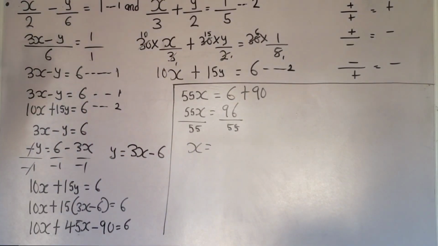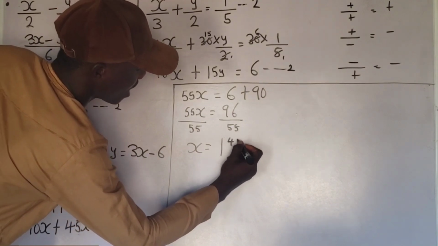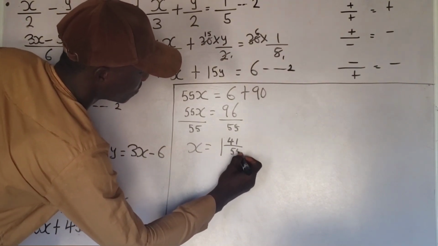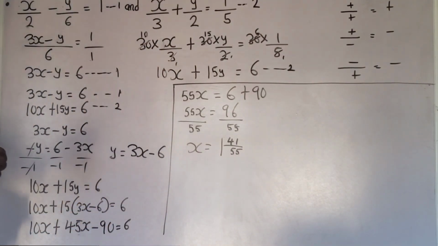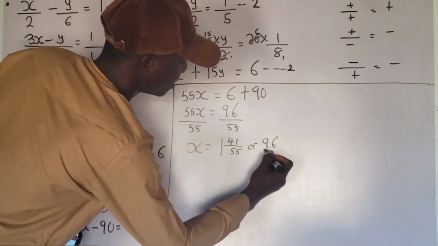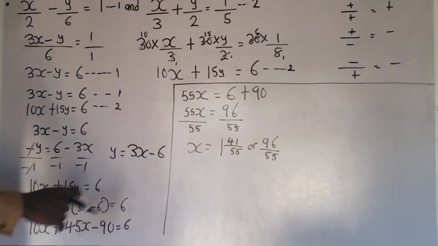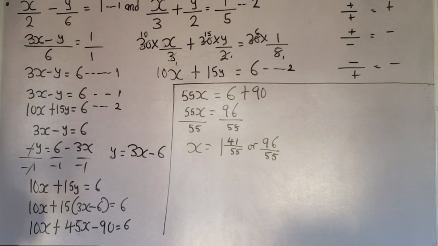You can leave your answer like this or change it to a mixed fraction. For this, I'm going to have one whole number 41 over 55. x is equal to one whole number 41 all over 55. Do you understand? That is it. If you want to change your answer to a mixed fraction, you're going to have this, or 96 over 55. So either value of x is valid. You understand? Okay. Now we have gotten the value of x.